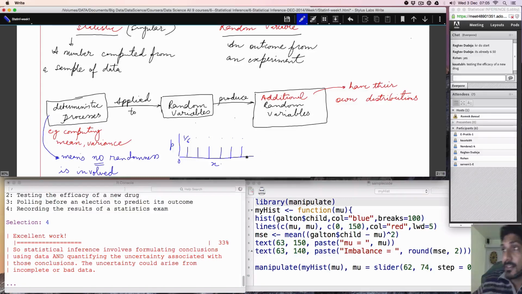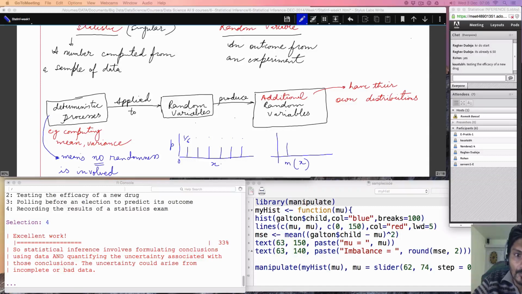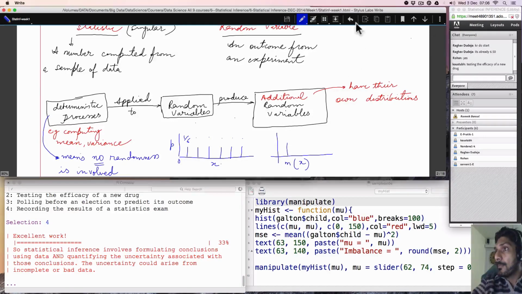On the other hand, if I was to take the average of this, I get mean of x is 1 by 6, all right? So I suddenly have a new distribution. You got this concept? All right, so let's move ahead.